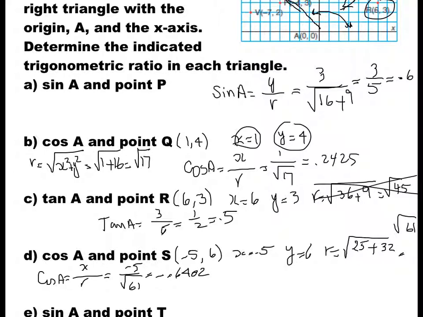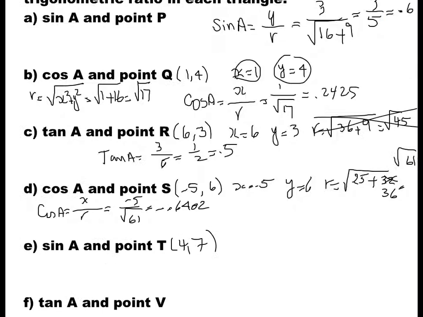Again, you can see that point S is in the second quadrant. We found out that the cos of an angle in the second quadrant is always negative. 6 squared is 36, and 25 plus 36 is 61.